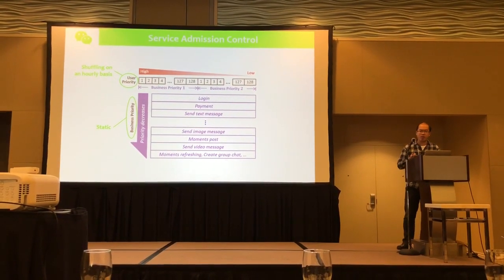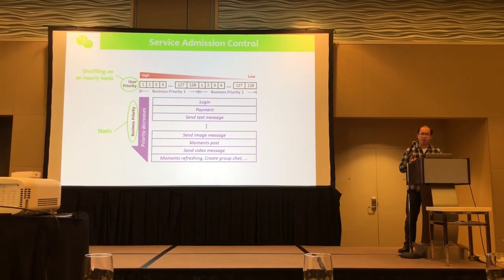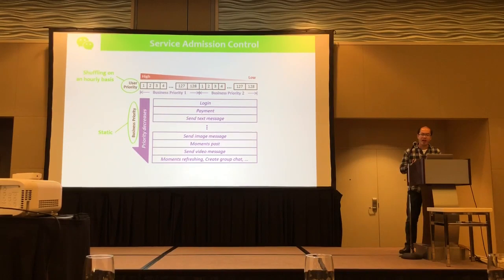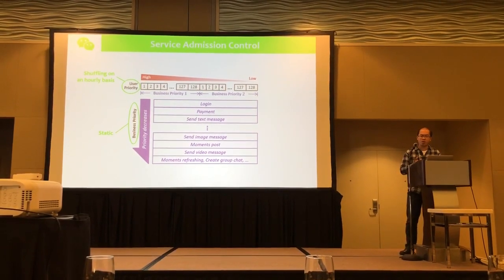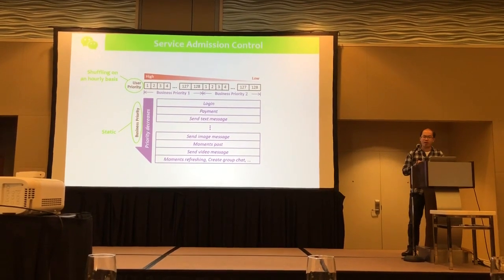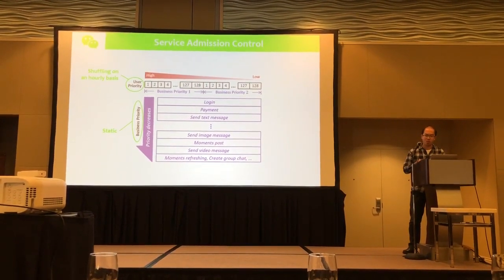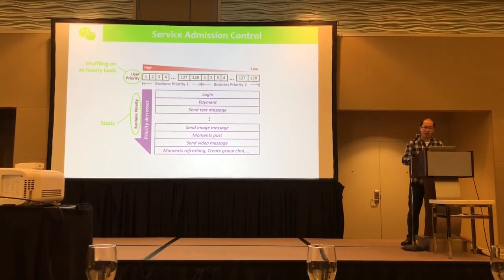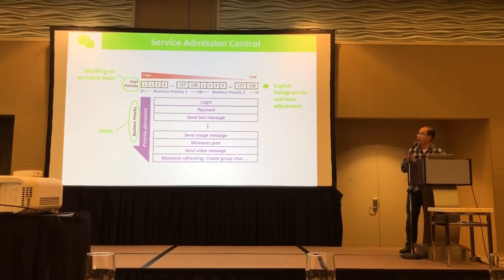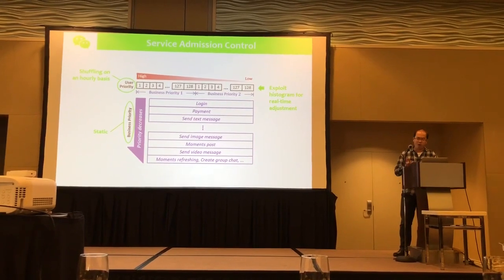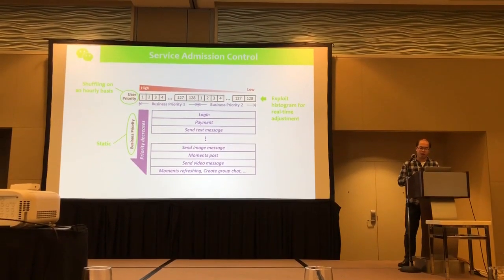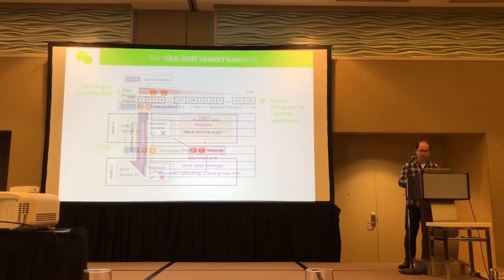The reason is that we need to maintain a relatively stable service for a user, and on the other hand, we want different users to be granted the chance to have high priority on a daily basis. So we also exploit a histogram for a fast adjustment of the admission service level.